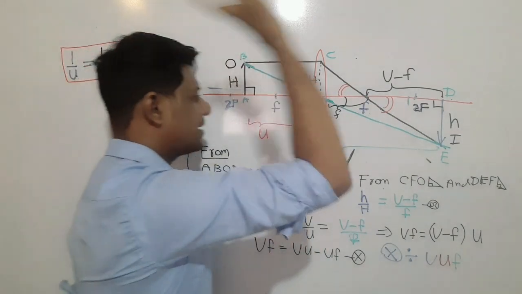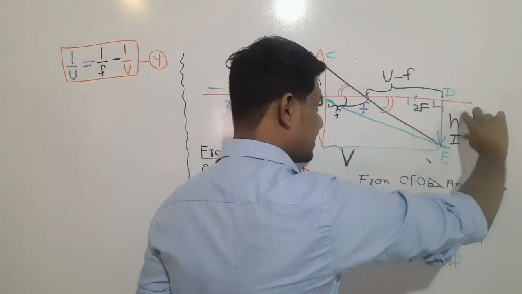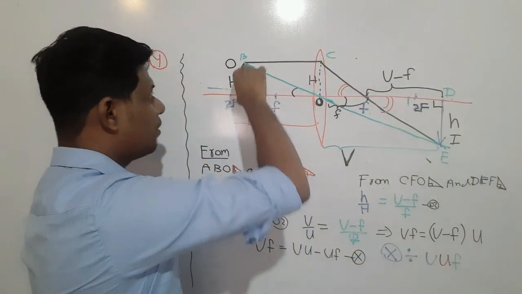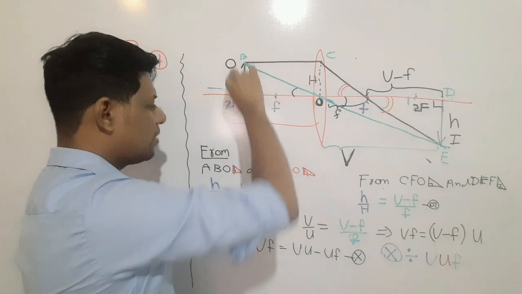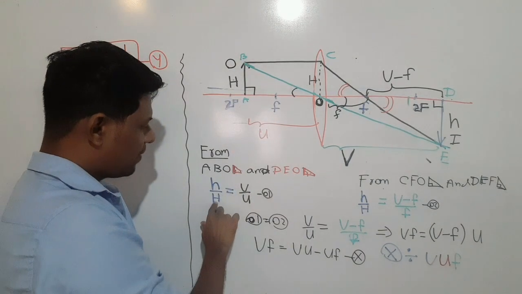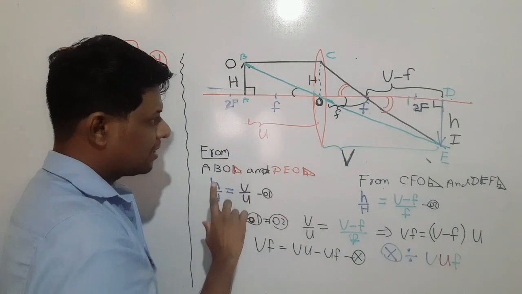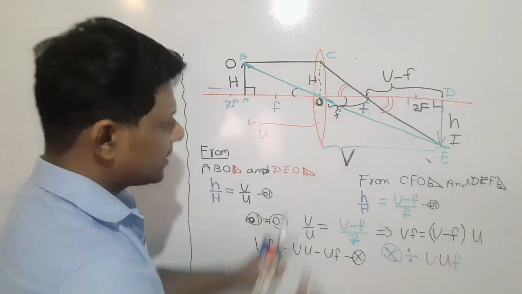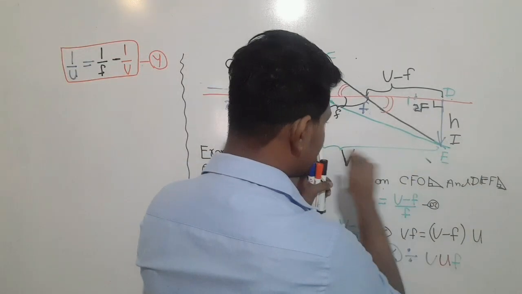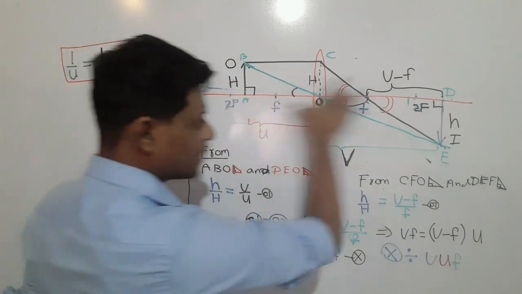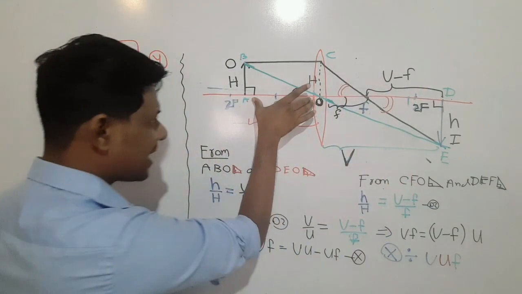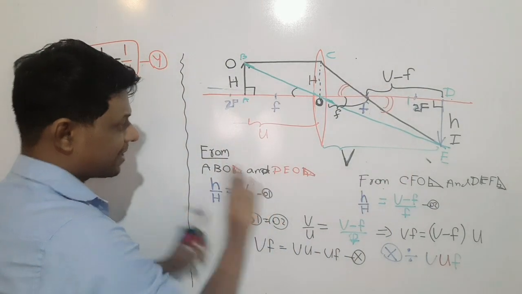Now I'm going to get the ratio of DE, that means the height of the image, over AB, that means the height of the object: small h over capital H. That is equal to the image distance over the object distance, V over U, because this side and this side represent the same ratio.